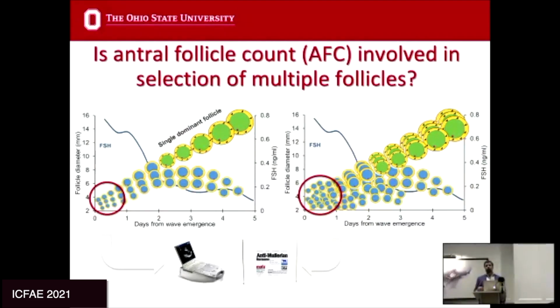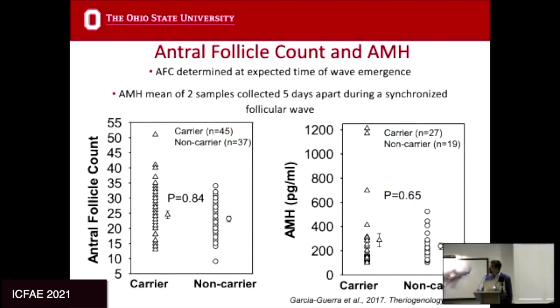So in order to evaluate this, we took a very simple approach, which was to do what we call antral follicle count, which is nothing more than counting antral follicles via ultrasonography at the onset of the wave. And we also did it indirectly by measuring anti-Mullerian hormone, which, as you know, in females is produced by the granulosa cells and is highly correlated with antral follicle count. So these were done in two separate studies.